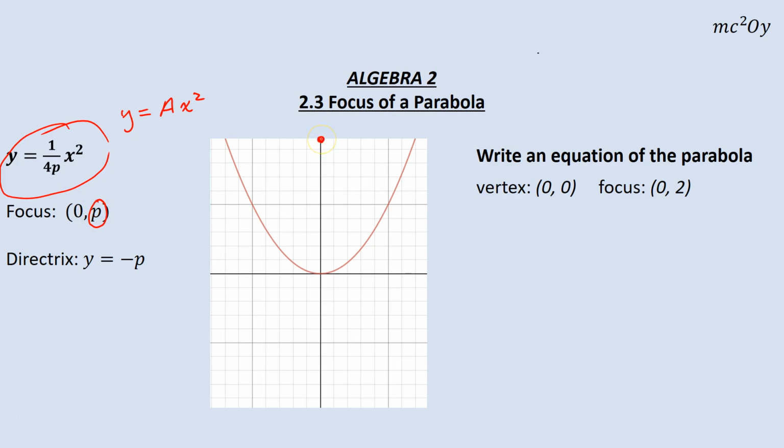Let's say our focus was here. This length right here would be considered p. And that length is identical to the length down to here, which would also be considered p. And down here you'd have the directrix. All right, so the focus and the directrix are both the exact same distance away from our vertex. And that distance we call p.